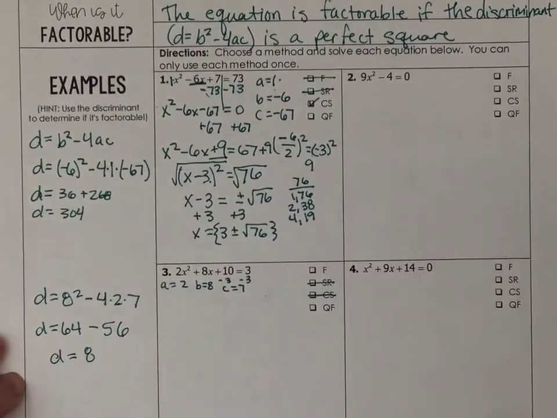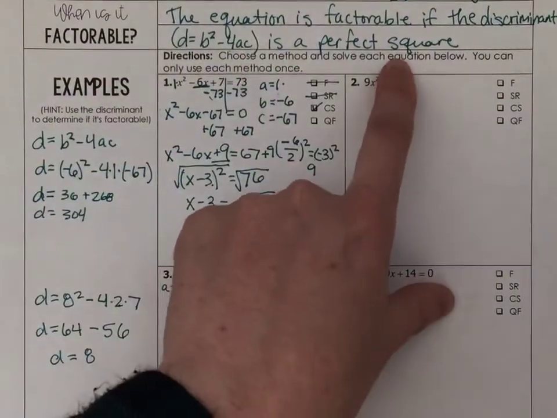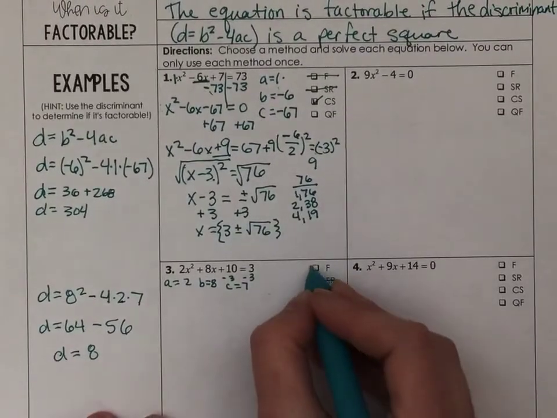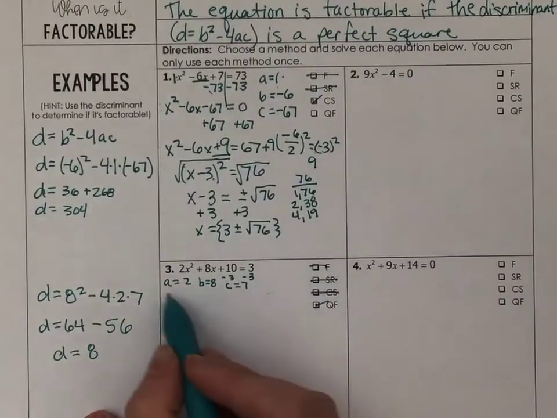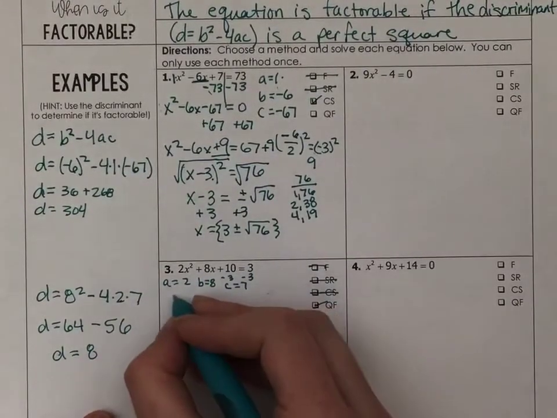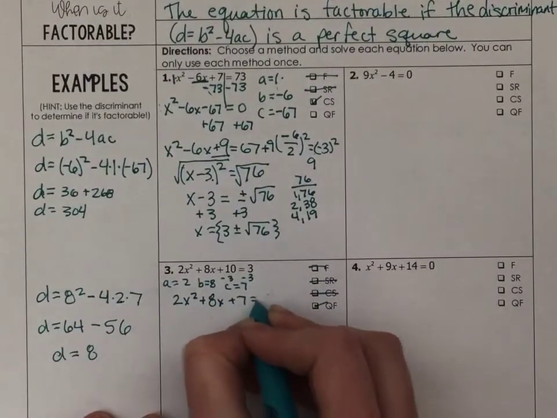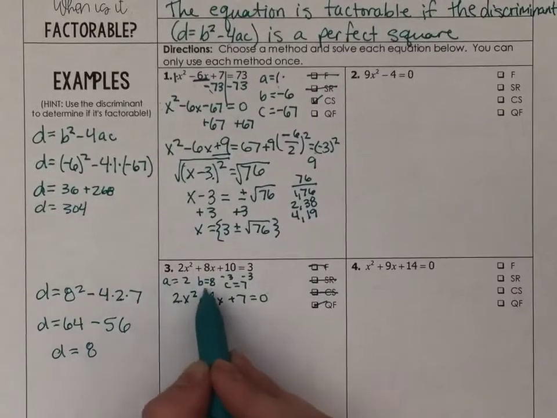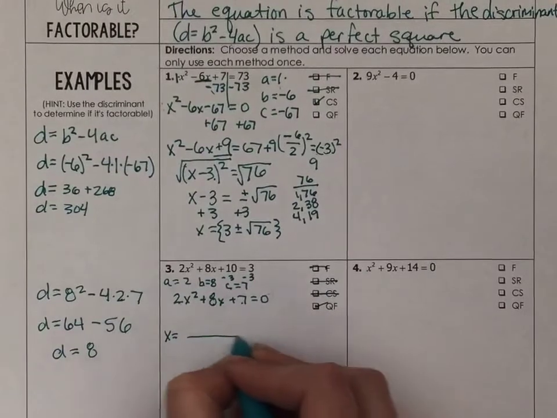Now, the key is, if we're going to use that discriminant to decide if something is factorable, it needs to be a perfect square. And 8, I hope you would all say, is not a perfect square, so we can't factor this one. So instead, we're going to have to use that quadratic formula. So we already kind of figured everything out here. So our equation, let me just rewrite this from when I subtracted that 3 over. Because if we're going to use the quadratic formula, we need everything all together. And so I've got a is 2, b is 8, c is 7, and we'll plug those into our formula.